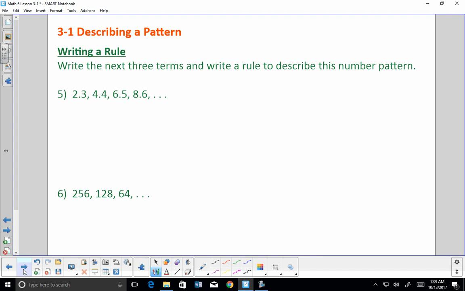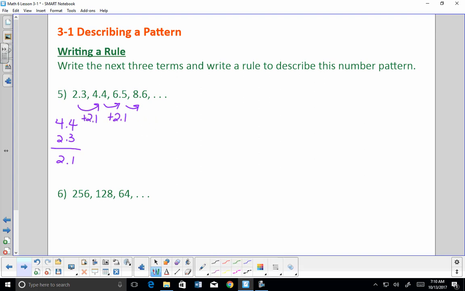Well, if I subtract 2.3 from 4.4, I'll notice it's 2.1, so I added 2.1. If I go from 4.4 to 6.5, if I add 2.1, does 4.4 plus 2.1 equal 6.5? It does. So my pattern here must be adding 2.1. Oops, not 0.21, 2.1.